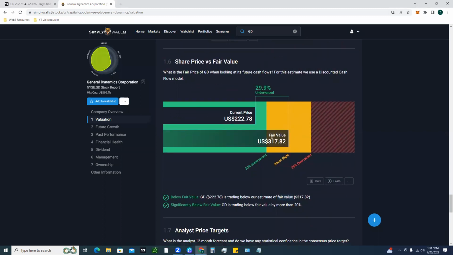Now, the fair value they have here is at $317. That's a significant boost in the price right now, and it'll be really interesting to see if we can see it come up to those price levels.